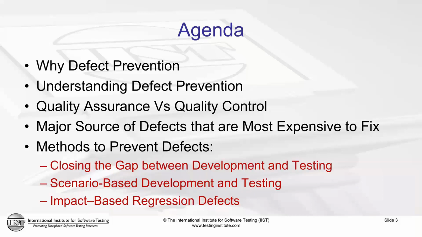Again, as I said, there are other types of defects. There are other sources of defects, and for those sources of defects, there are different ways to prevent them. But let's only focus now on the ones that are most expensive to fix.